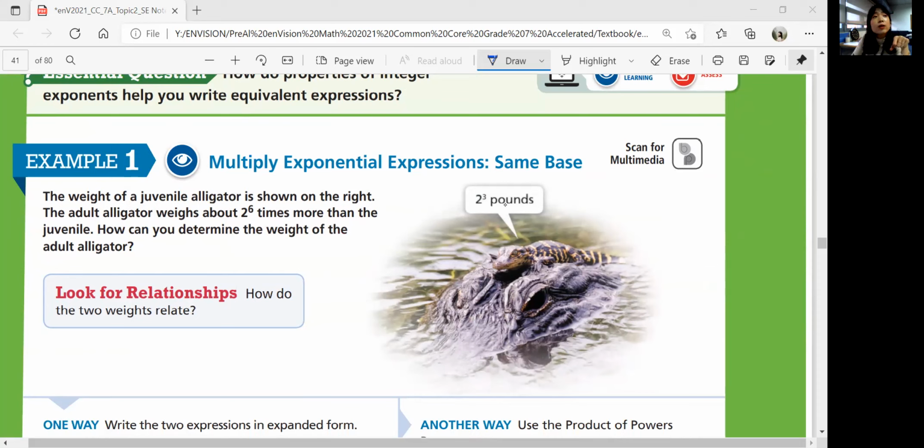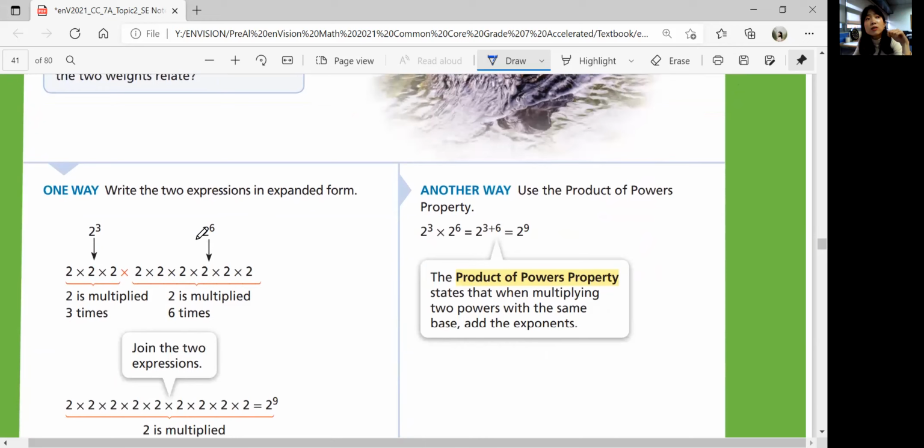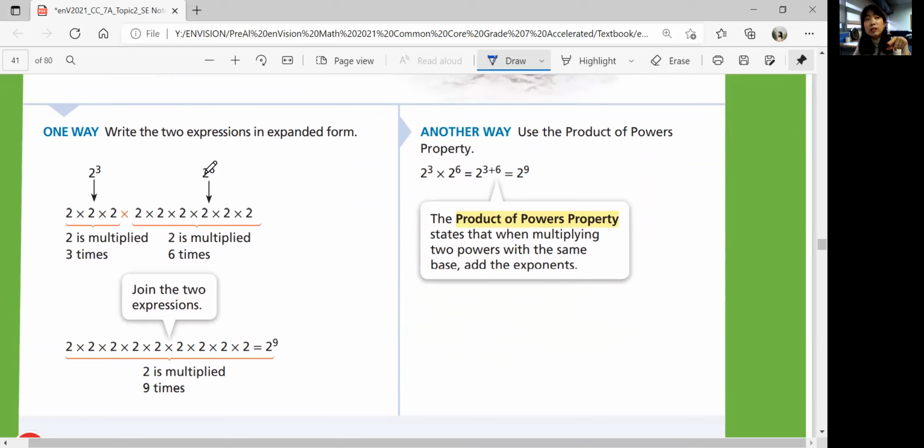Right? So you have the weight of the juvenile alligator, 2 to the power of 3, right? And your adult will weigh 2 to the power of 6 times more, which means you need to multiply that by 2 to the 6. So one way, you can write two expressions in expanded form. So 2 to the third power is 2 times 2 times 2. 2 to the 6th power, 2 times 2 times 2 times 2 times 2 times 2, right? 6 twos and 3 twos. You're going to combine them and multiply all of them together, which is a total of 9 twos multiplied together. And 2 is multiplied 9 times.